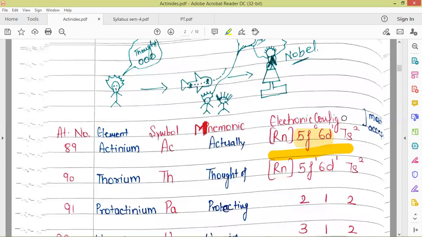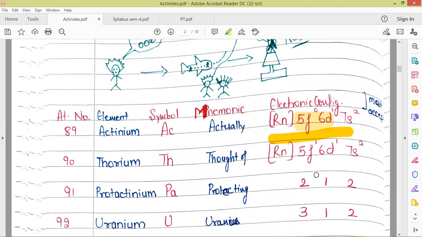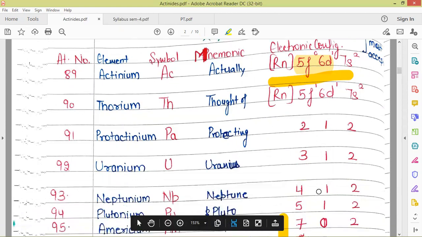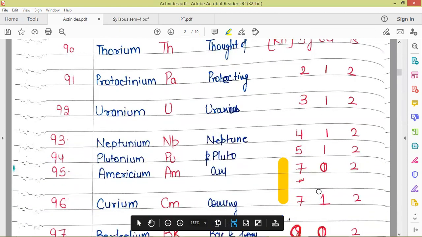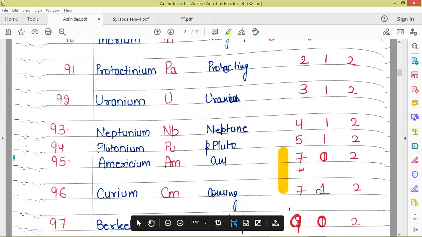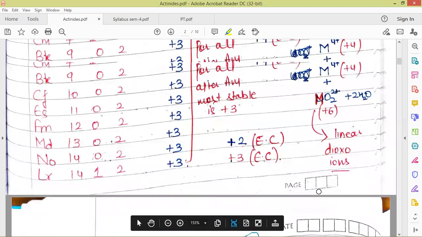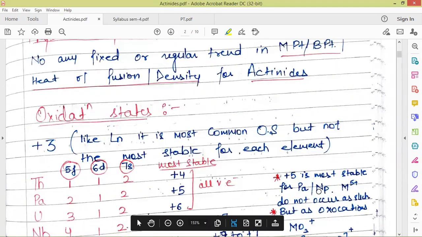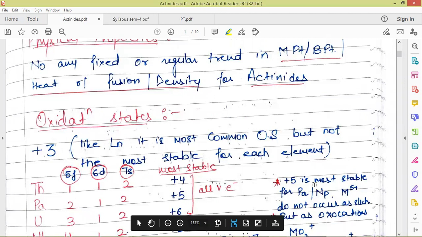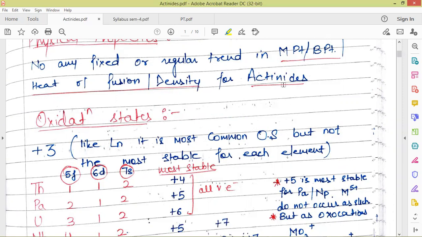The important point to be mentioned here is that this is the most acceptable electronic configuration. There are many other electronic configurations which have been proposed for actinides, but the one I have mentioned here is the most acceptable. So you will have to memorize this one, and you will be attempting your questions according to this electronic configuration in your exams. Next, if we talk about other physical properties, in general there is no fixed or regular trend in the melting point, boiling point, heat of fusion or density for actinides.